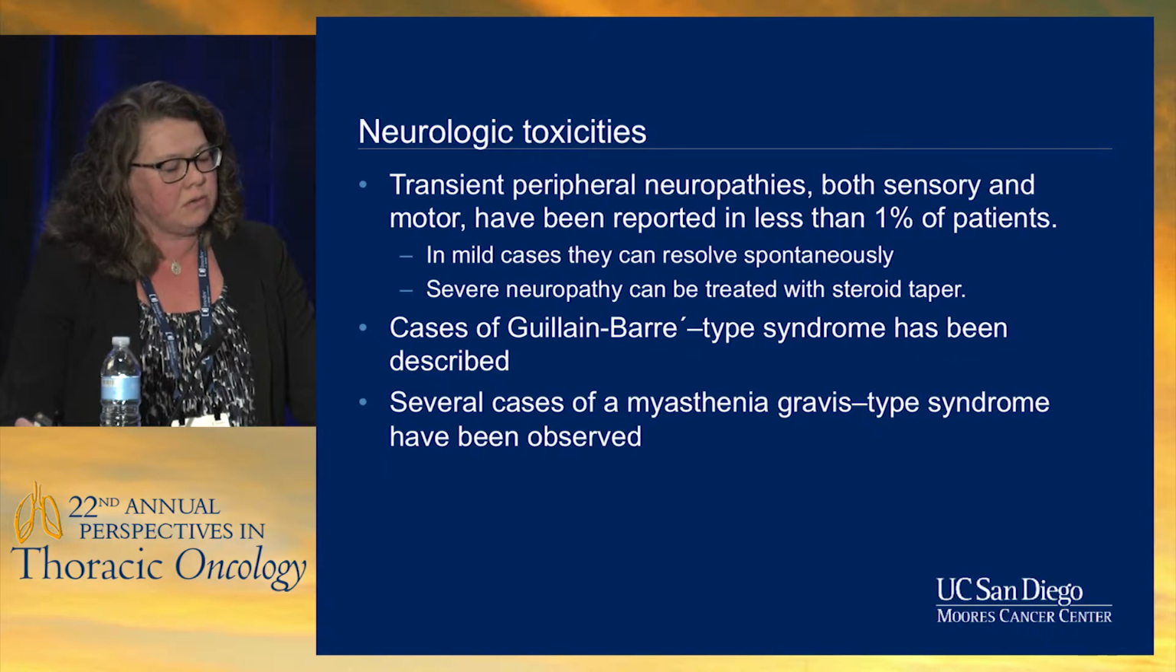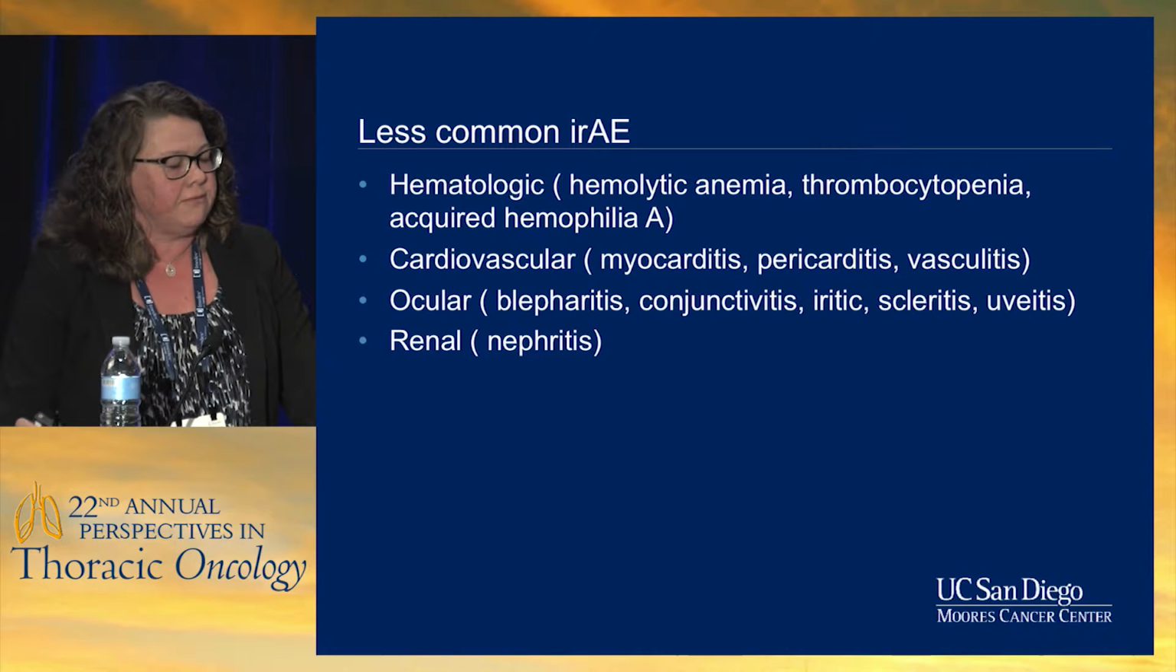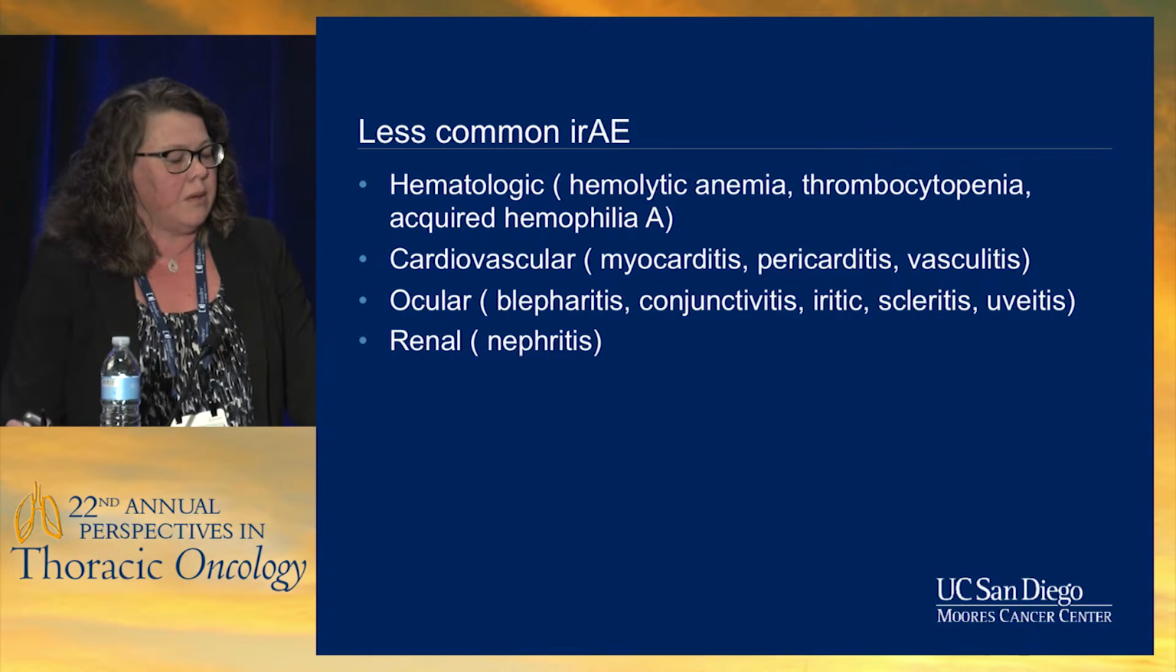And then neurologic toxicities are rare. People have described neuropathy. Something more serious such as Guillain-Barré or myasthenia gravis has been seen. Among less common adverse events, basically anything can happen. Patients can have hemolytic anemia, myocarditis, described recently in a New England Journal paper, blepharitis, nephritis.